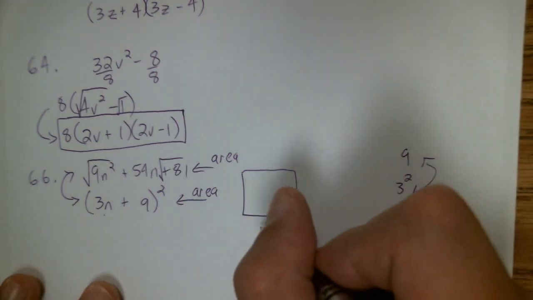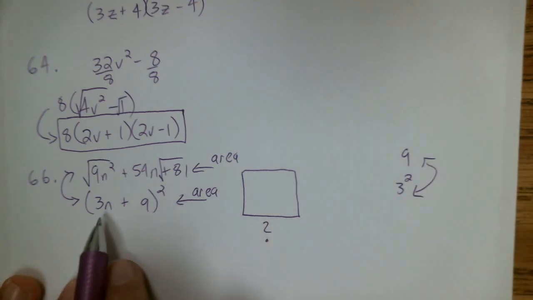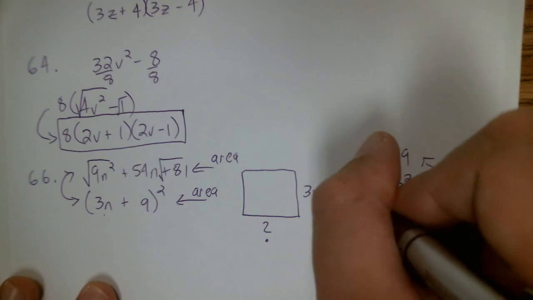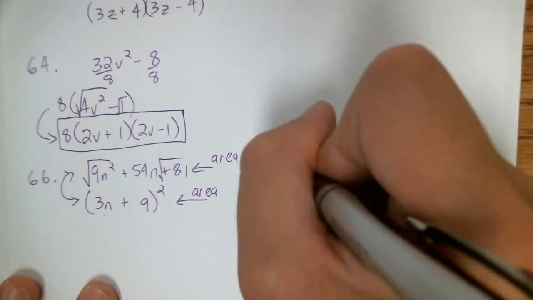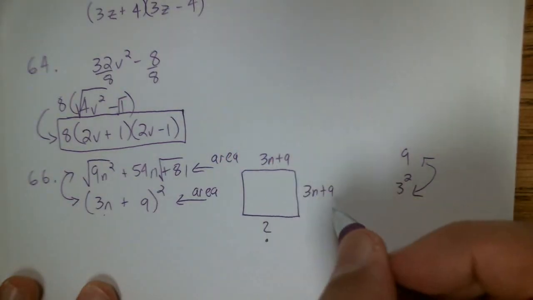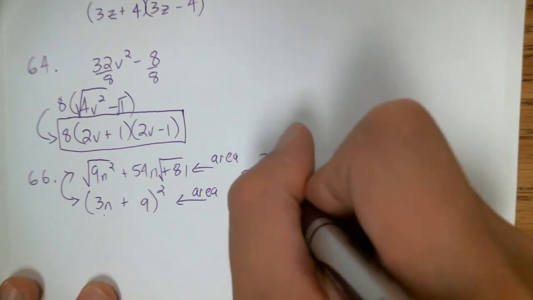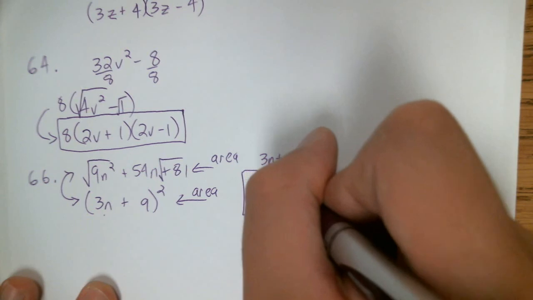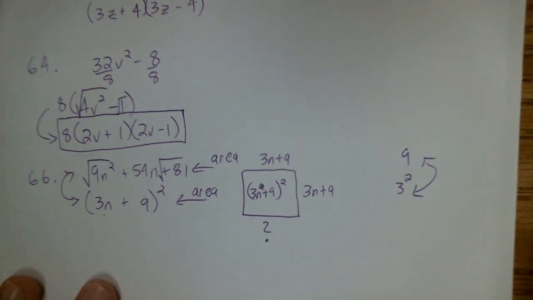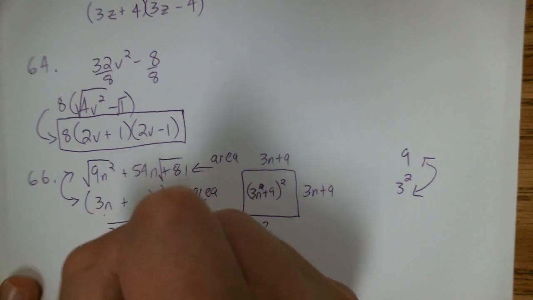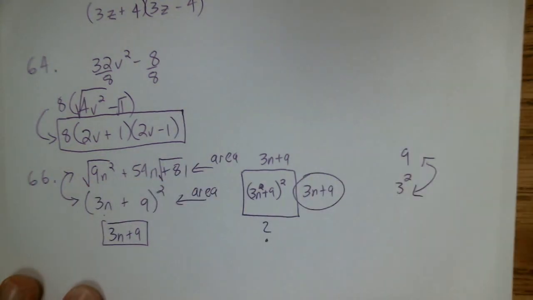This question is asking for one of the sides. So if the area is 3n plus 9 squared, that means one of the sides is 3n plus 9, and the other side is also 3n plus 9, because when you multiply length times width for a square, you get 3n plus 9 squared. So the answer is just 3n plus 9. That is one of the sides of my square.